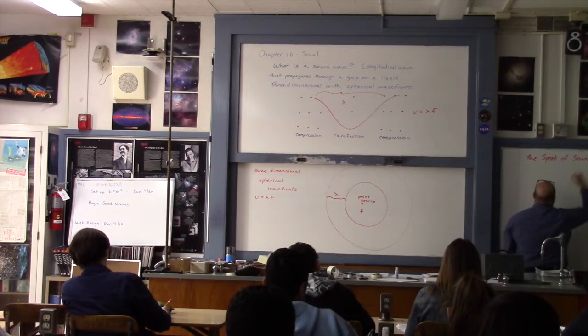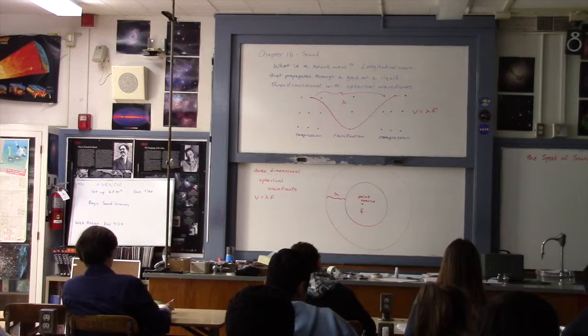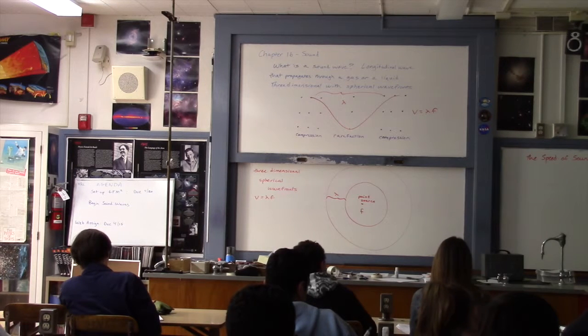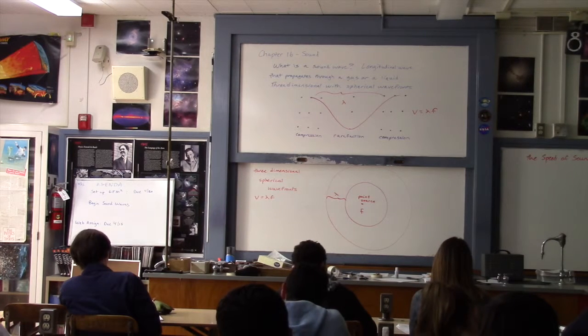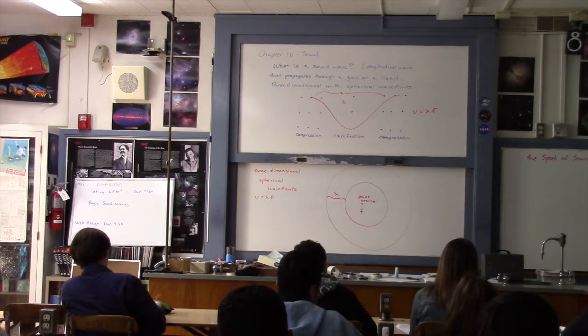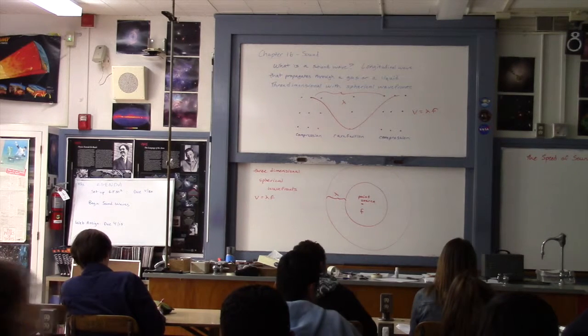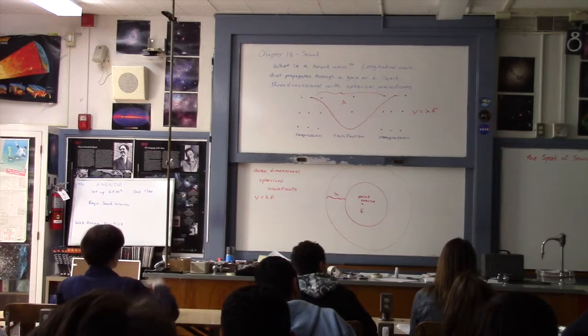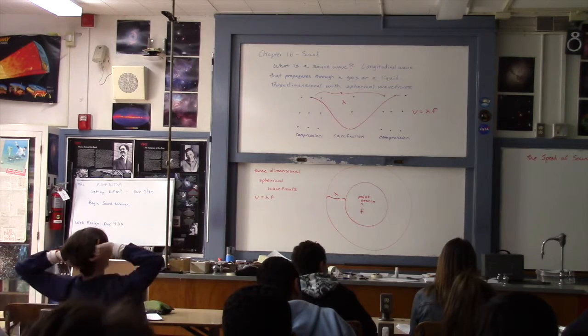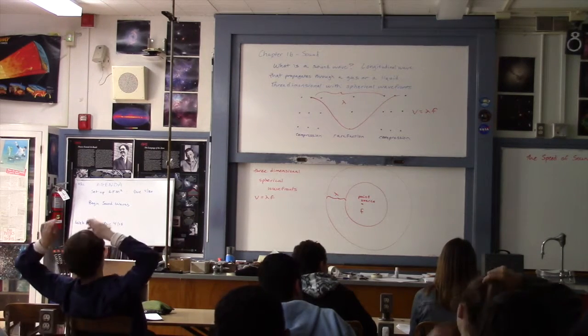Applying F equals ma to a gas or to a liquid to derive the speed of sound is rather difficult to do. It involves some fluid mechanics, which is beyond the scope of this class. But basically, it all boils down to this. The speed of sound in air just depends upon the properties of the air. It depends upon its density, air pressure, temperature, and so on. In other words, the properties associated with a gas.